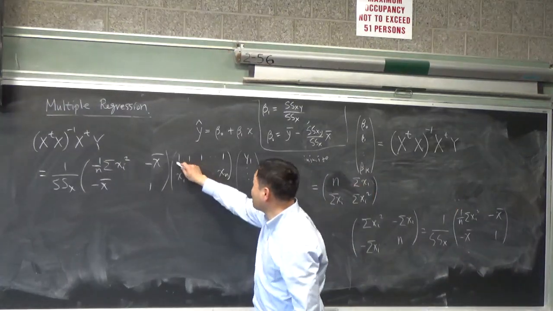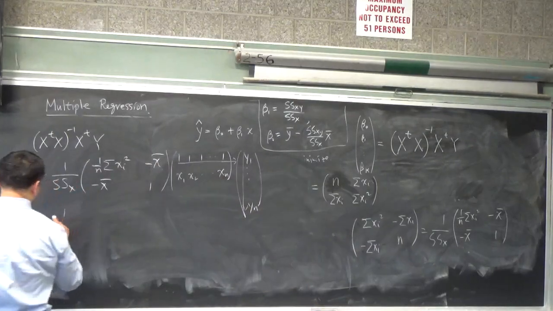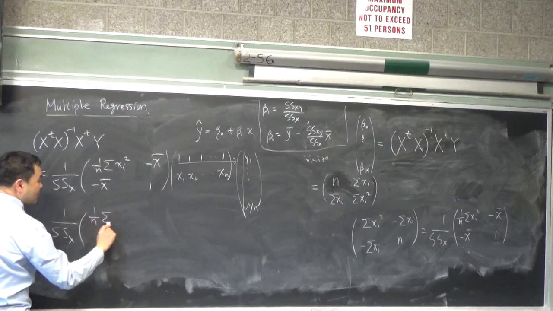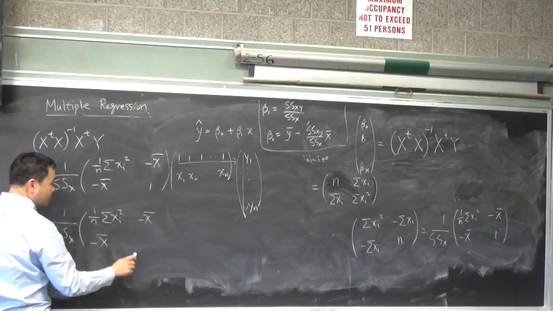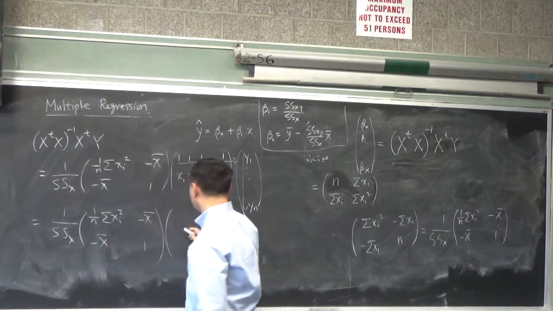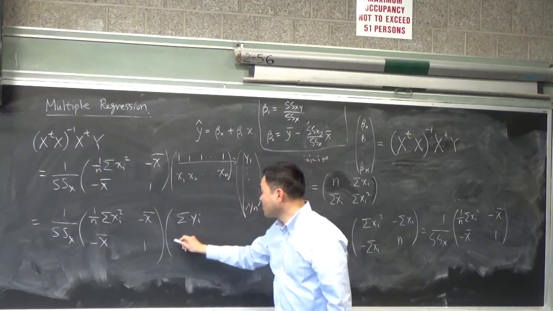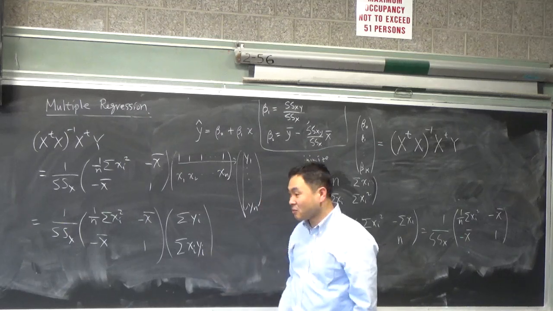Again, just do the matrix multiplication. This times this gives you what? Sum of y. Sum of y's, yes. So 1 over n, summation of xi squared, minus x bar, 1, and then you have the sum of y's. And then this times this is the sum of xi times yi. Oh, we've seen that before as well.